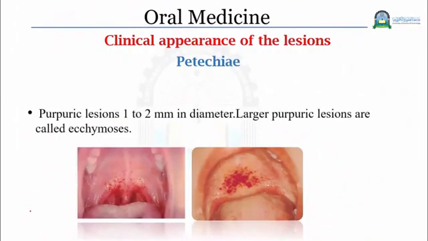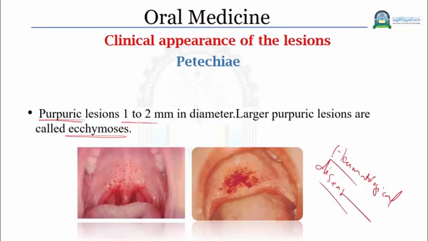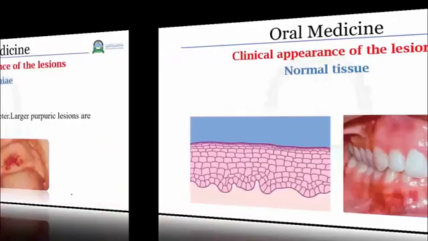Petechiae are purpuric lesions 1 to 2 millimeters in diameter, and the larger ones we call ecchymosis. These are purpuric lesions due to subcutaneous bleeding. Those patients complain of hematological disorders or bleeding disorders, or what we call coagulopathies.